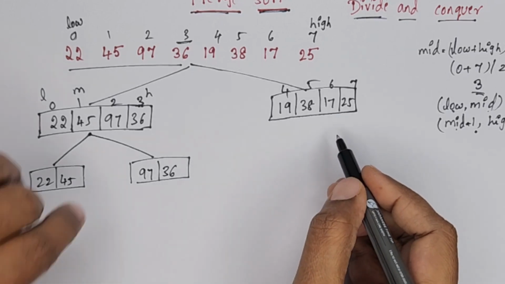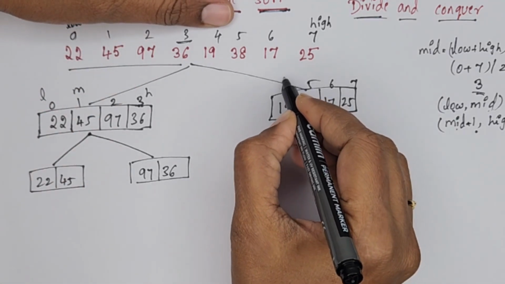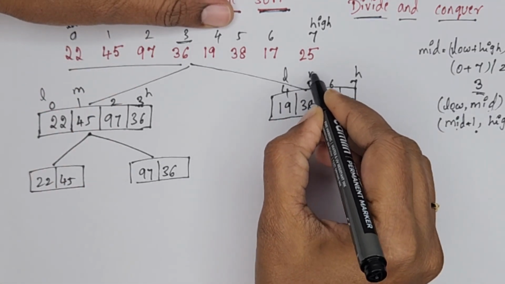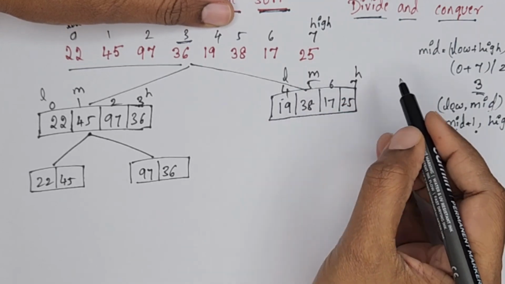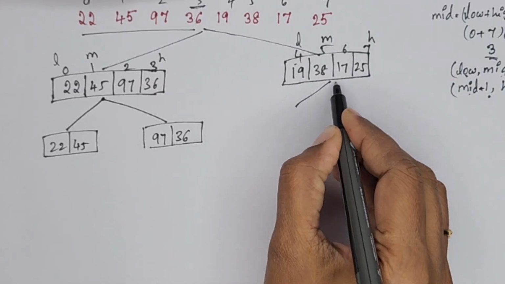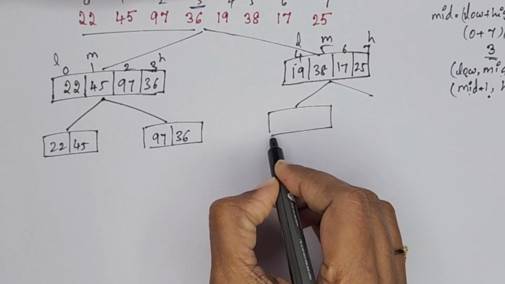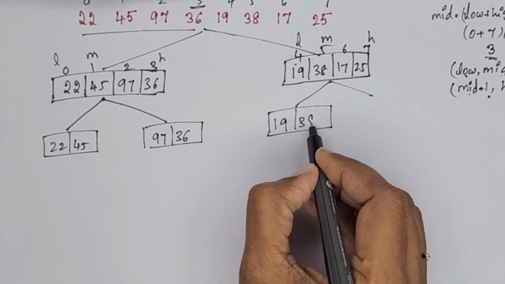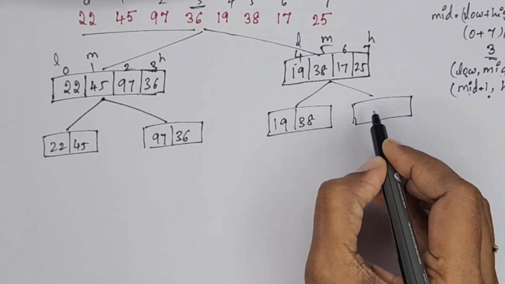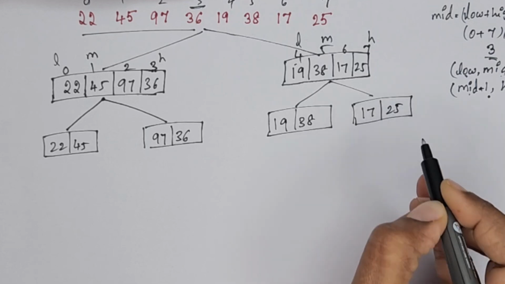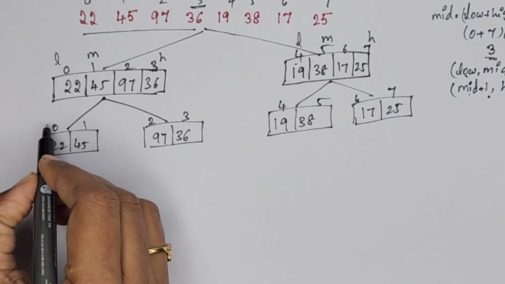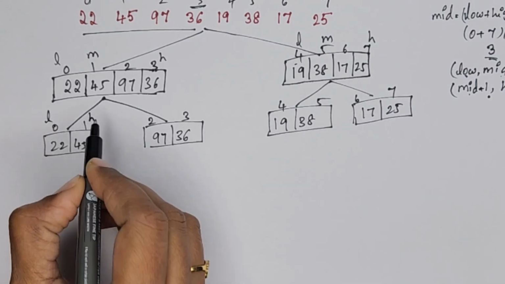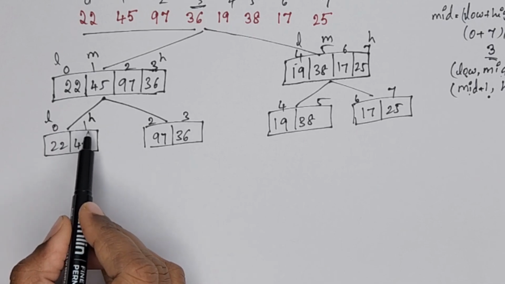In the right side array also, in the same way, we have to divide using low, high and mid. So, 4 plus 7 is 11, by 2 that is 5. So, again it is divided into two sub-arrays: 19 and 38 in one array, and 17 and 25 in another array. Now, in this array, this is low and this is high. Again, low is less than high.